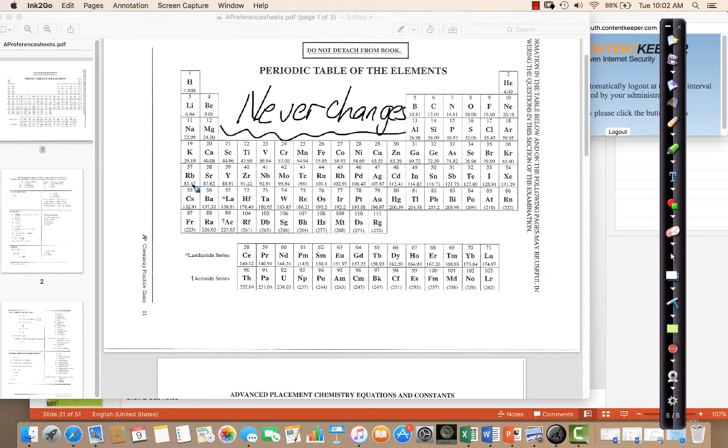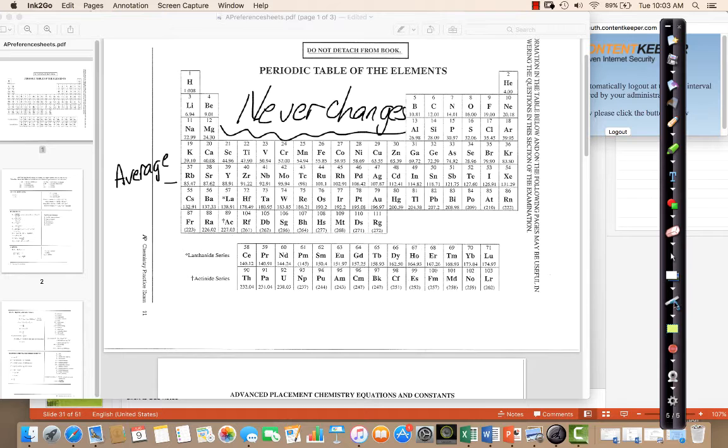Also, when you look at the periodic table, you'll notice that the masses are given in decimal points. That's because this is the average atomic mass. It's an average, so that's why it can be a decimal, not a whole number, which we will talk more about later in the next unit.